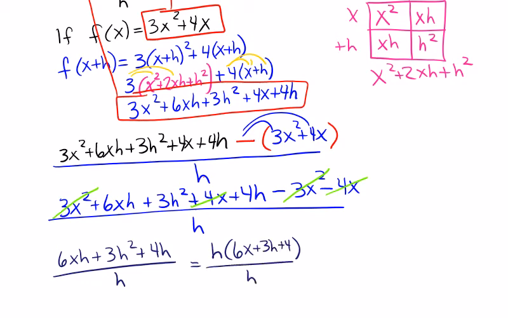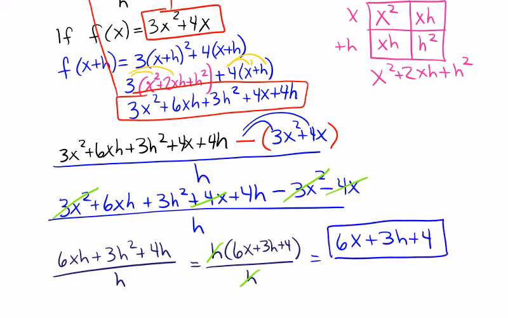And then our last step is to cancel the h on the top and the h on the bottom. So that gets us a difference quotient of 6x plus 3h plus 4. This value with the h in it is the difference quotient.